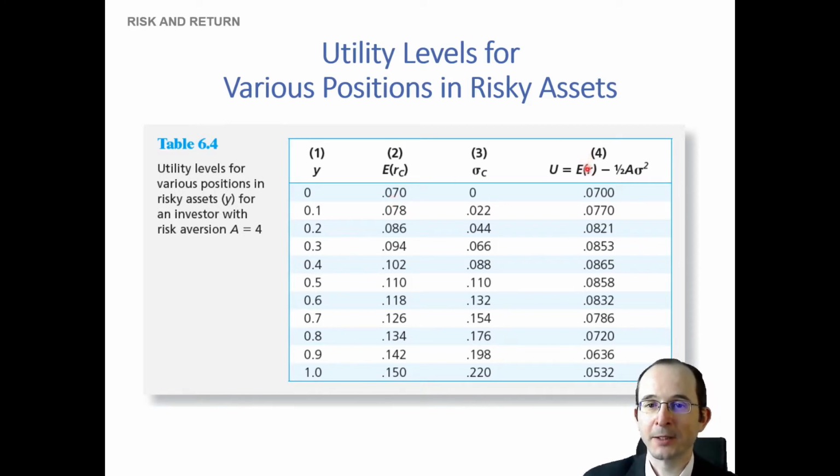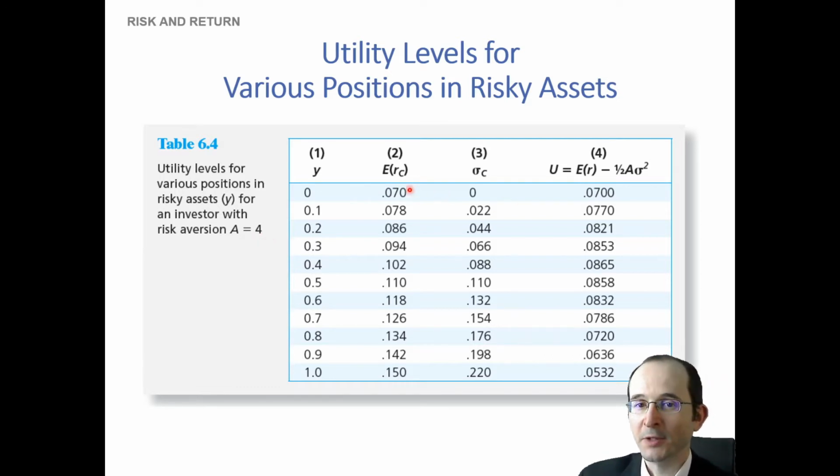And let's bring in our utility function that we previously considered over expected returns and standard deviations of returns with a coefficient of risk aversion of 4. Why 4? Well, why not? It's an arbitrary example, but remember we can fine-tune what the coefficient of risk aversion is for a particular investor given their preferences that we might elicit through surveys or behavioral observation.